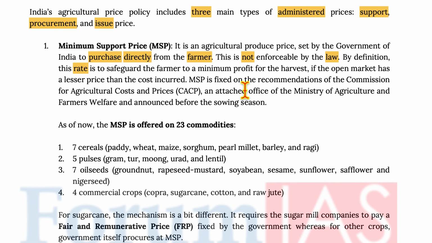Now, MSP is fixed on the recommendations of CACP, that is Commission for Agricultural Cost and Prices, which is an attached office to the Ministry of Agriculture and Farmers Welfare and is announced before the sowing season.